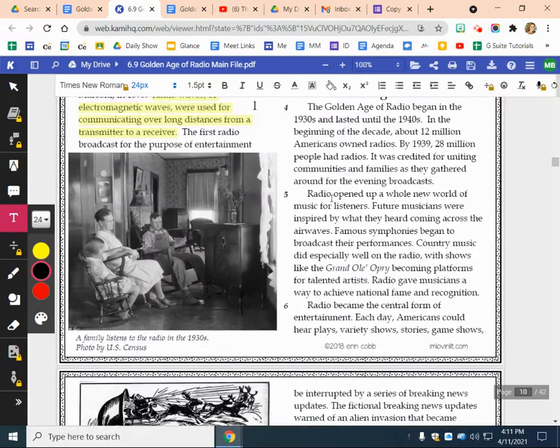Let's go back up to the golden age. So it was credit for uniting communities. Okay, it opened up a whole new world for music and listeners. Future musicians were inspired by what they heard coming across the airwaves. Famous symphonies began to broadcast their performances. Country music did especially well on the radio, with shows like the Grand Ole Opry becoming platforms for talented artists.